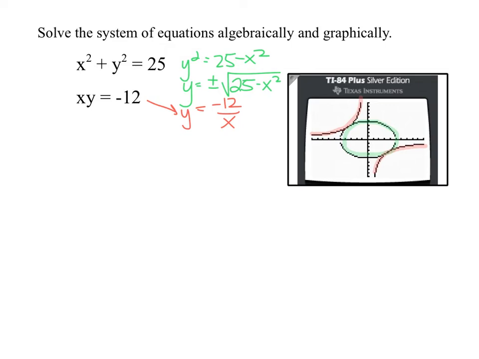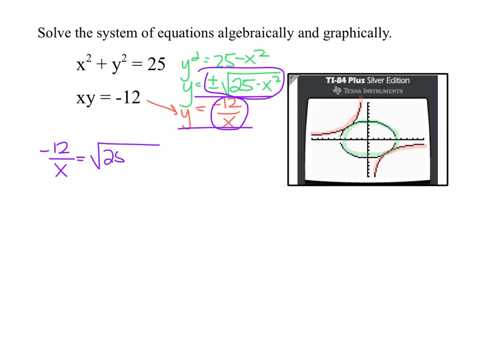All right, so then from there, we need to essentially get these equal to each other, right? Since we've solved these both for y already, negative 12 over x is y, and so is this positive or negative root 25 minus x squared. So I'm going to take those and set them equal to each other. Now, in order to solve this, I need to get rid of that square root, so I want to square everything. So I get 144 over x squared equals 25 minus x squared.